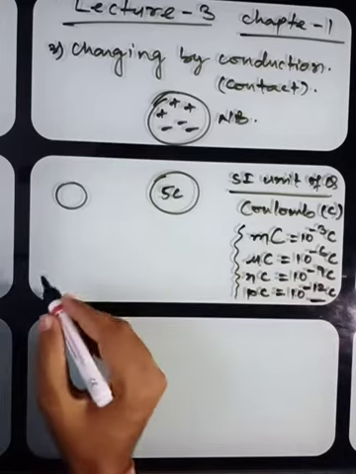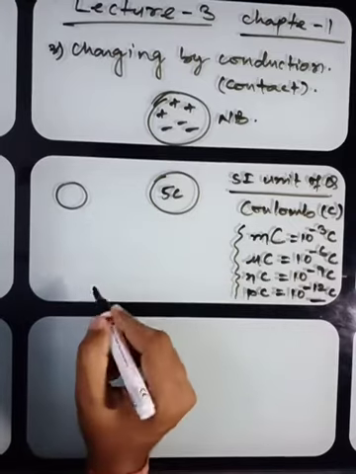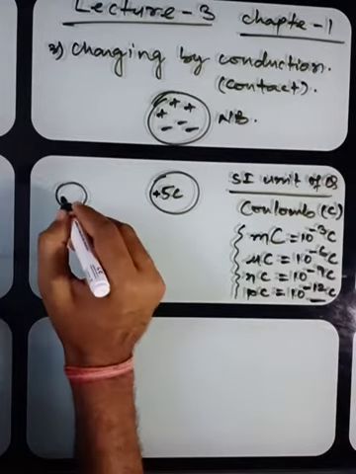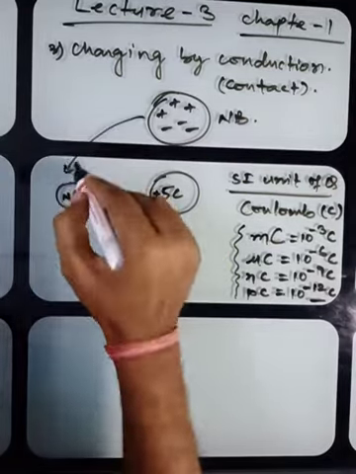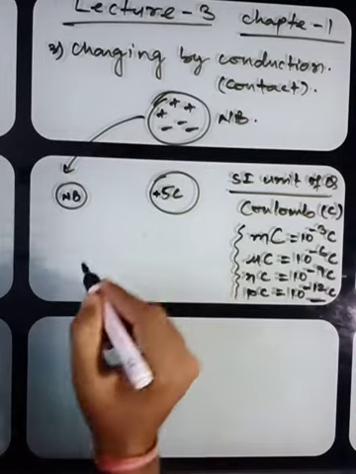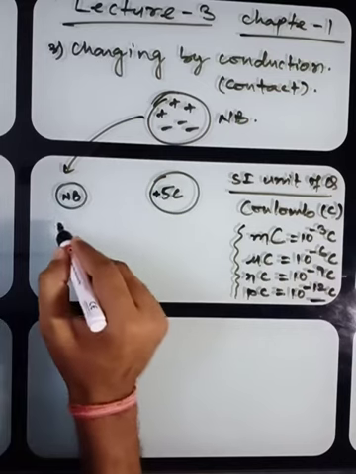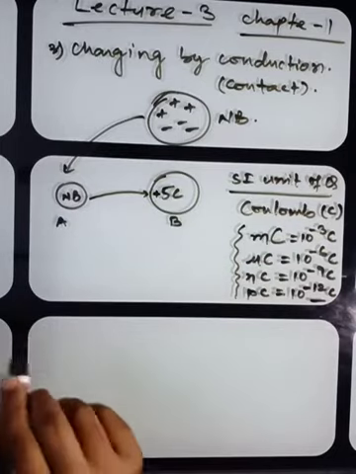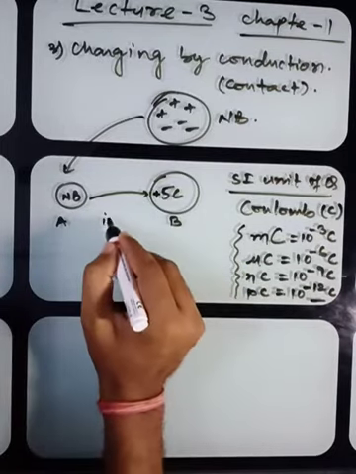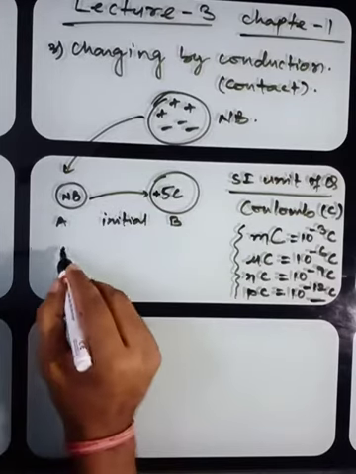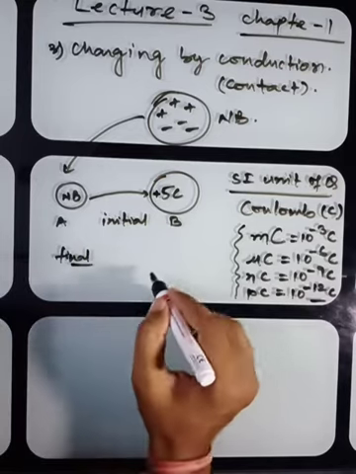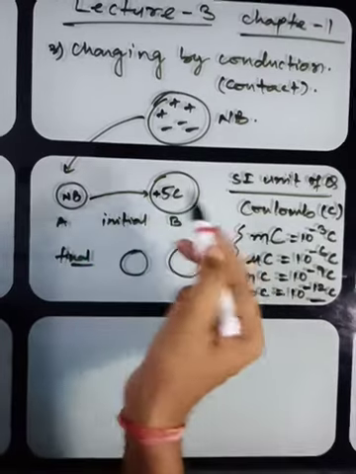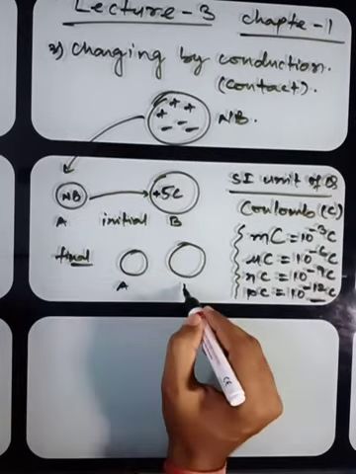Now students, suppose you have a positive 5 coulomb charged body A and this is a neutral body B. If you make contact between body A and body B, what will happen? This is the initial condition. So the final condition will be after contact and separation, when you make contact and separate body A and body B.